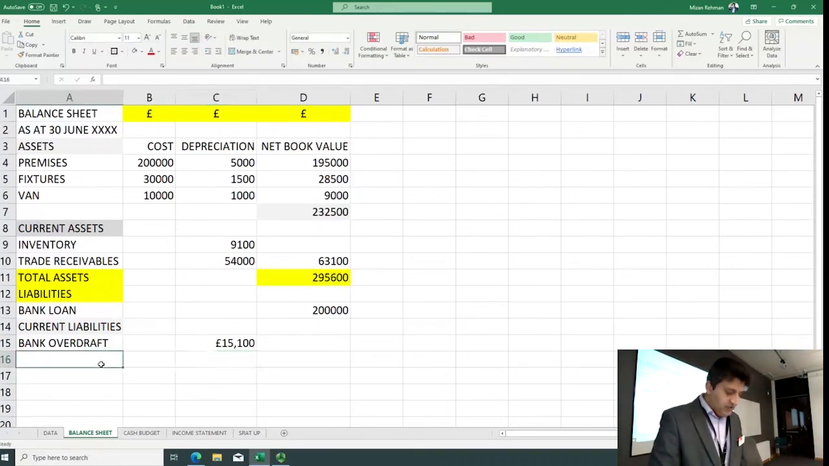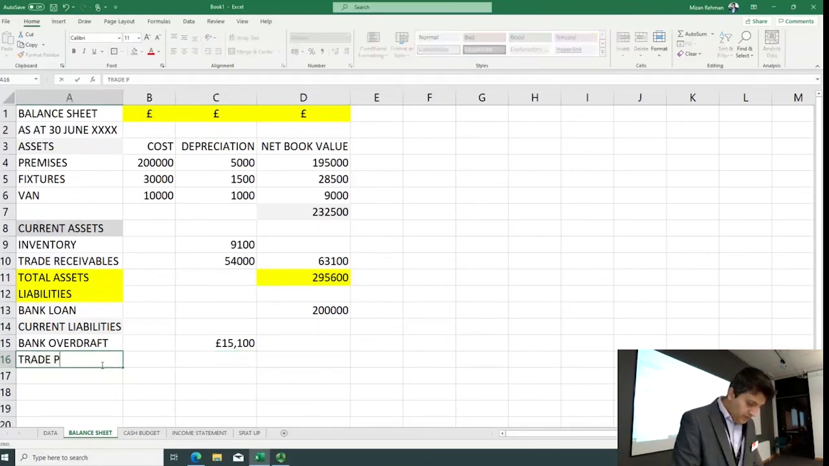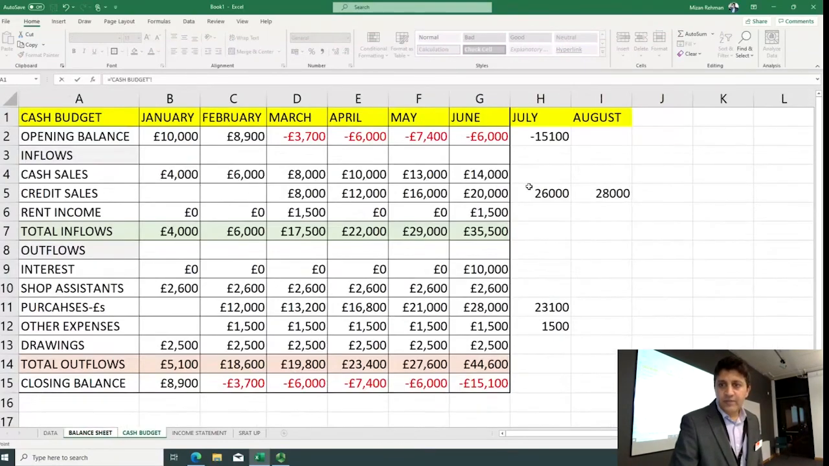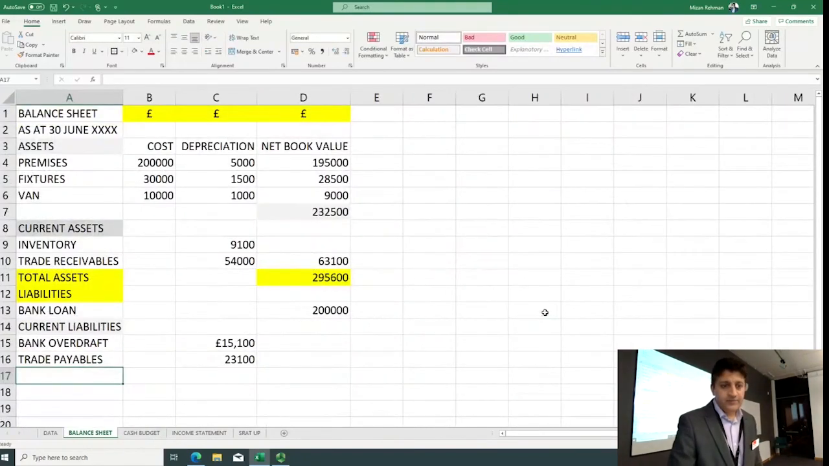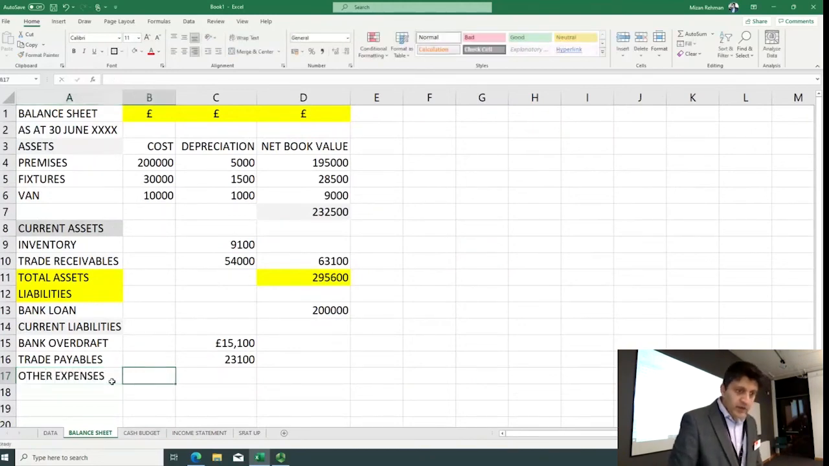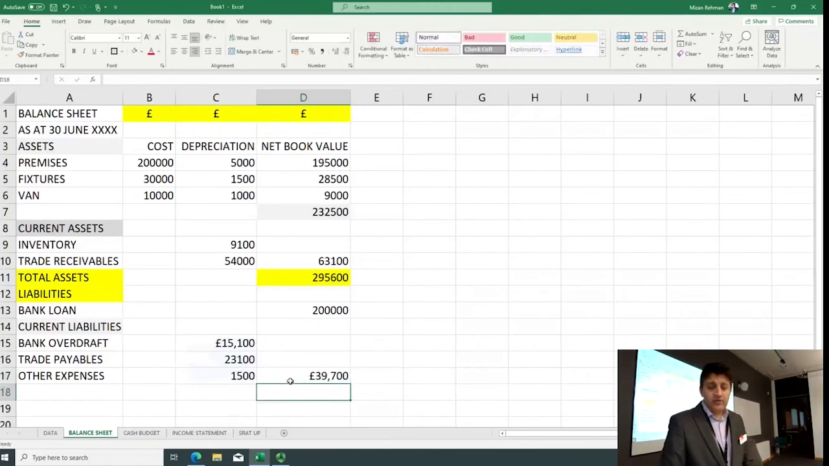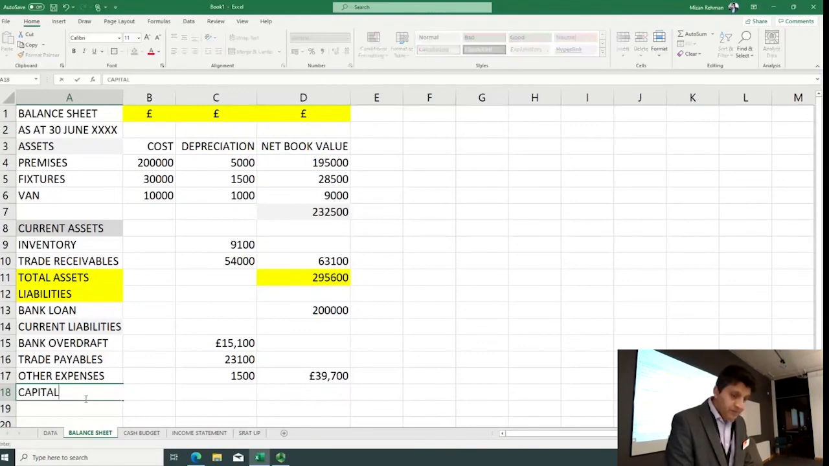What are the liabilities? Two main liabilities: payables. So trade payables, data, no cash budget. And I have payables. And there's one more, other expenses. If I'm missing anything, it will not balance. So let's do the capital now.